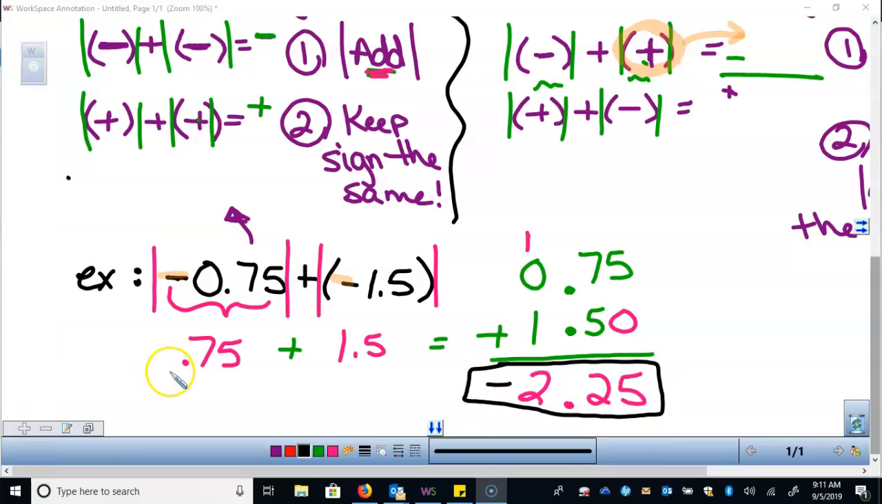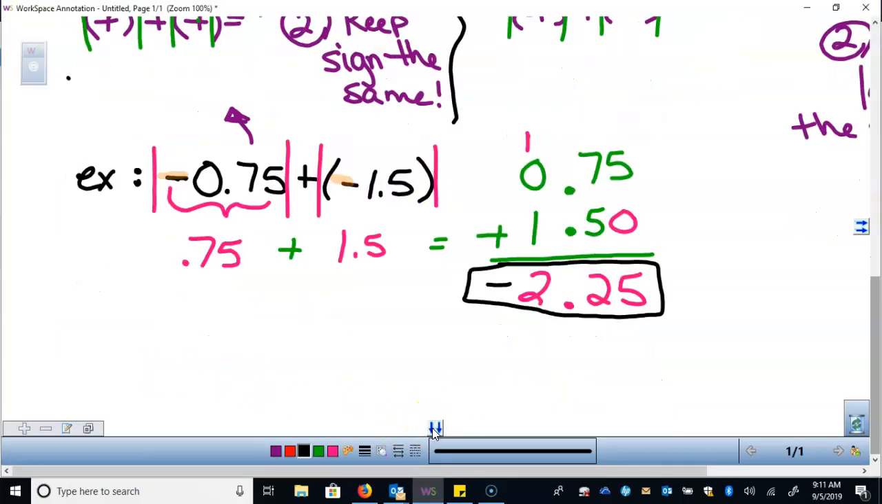Let's go ahead and try another one. Let's try this example. We're going to stick with decimals here. And we're going to say, what if we have a problem like this? Let's do negative 5 and 35 hundredths plus 4. Okay.